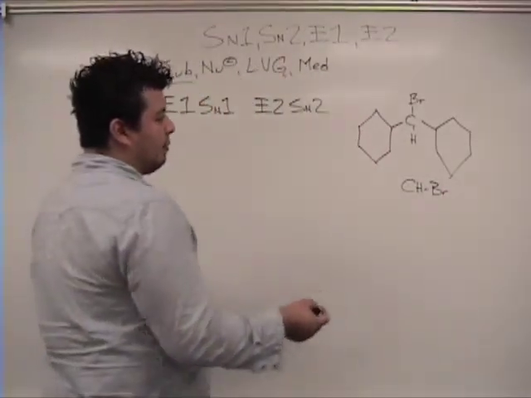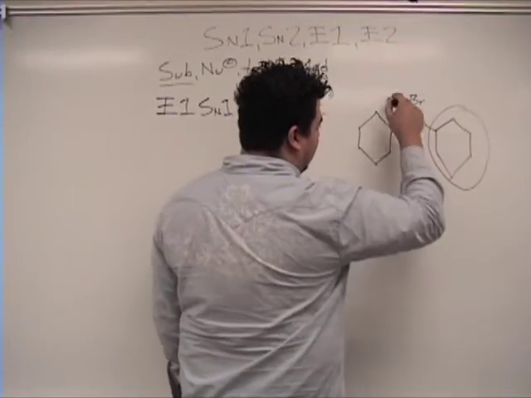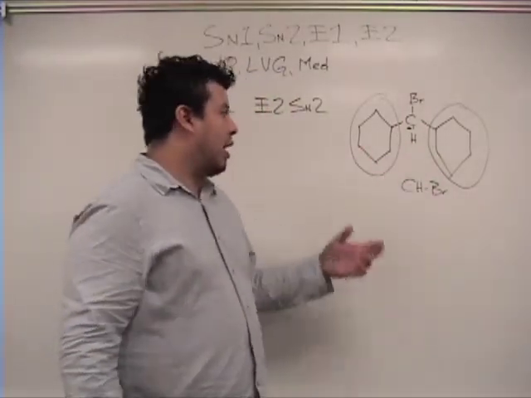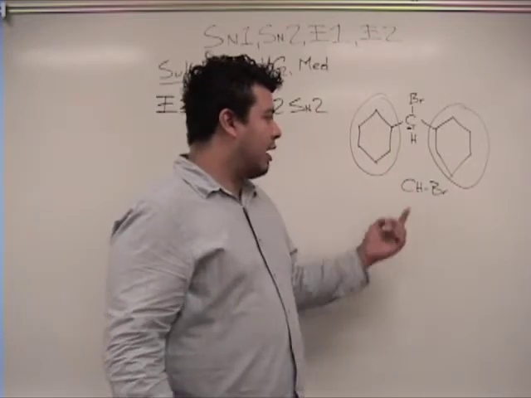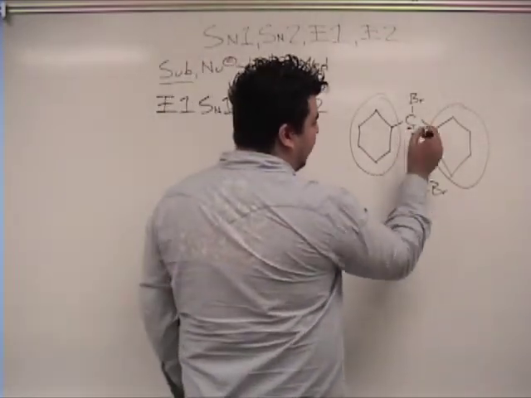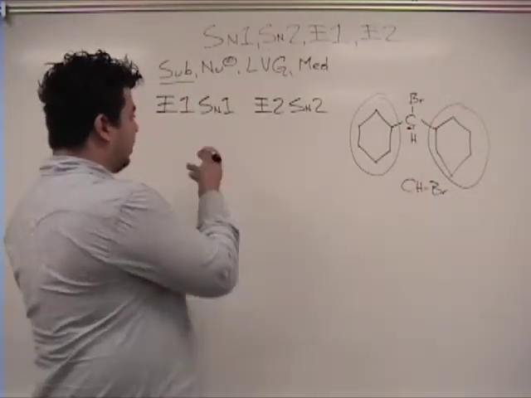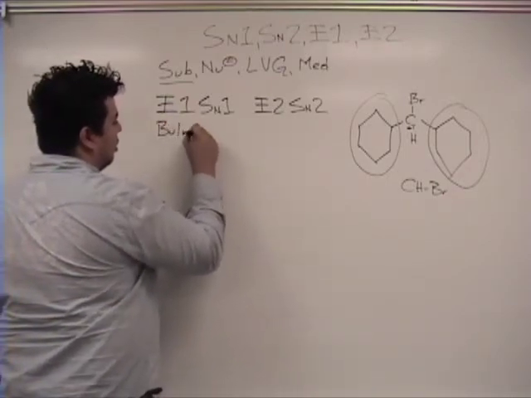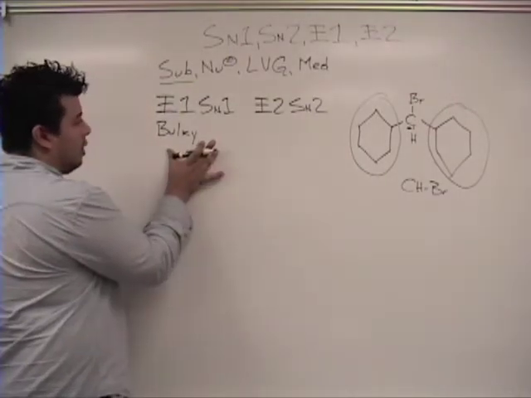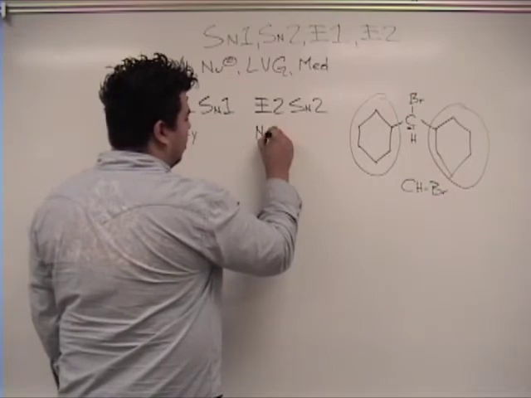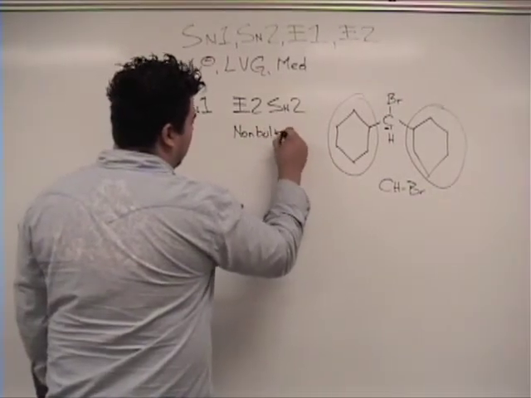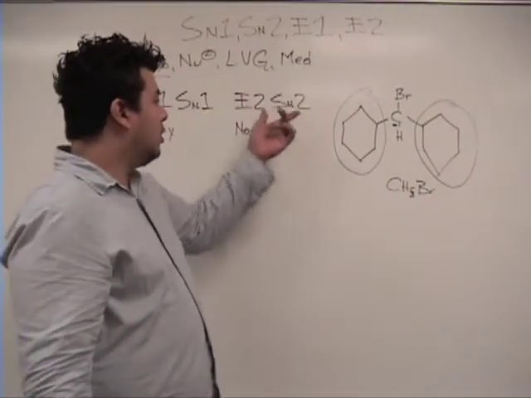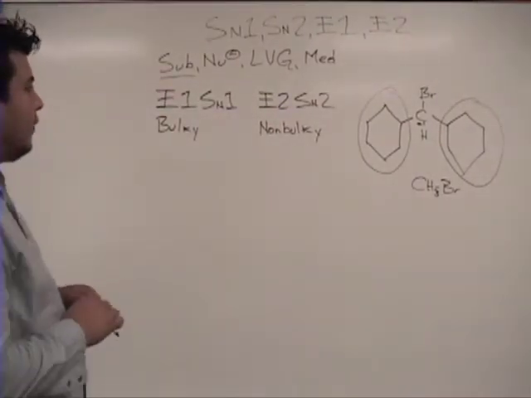So obviously, in a substrate this big, you do not have access to the backside of this carbon. Too many electrons floating around, so the nucleophile is not going to have any entrance to make it there. Thus, we say that it favors E1 and Sn1. So we say bulky, and we're talking about substrate, it will favor Sn1 and E1, and not bulky, it will favor the E2 and Sn2. So that is for substrate.